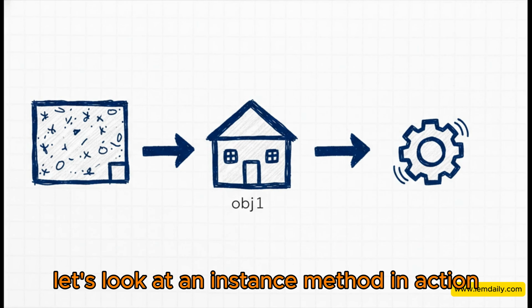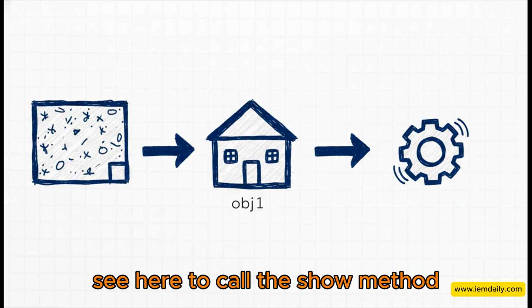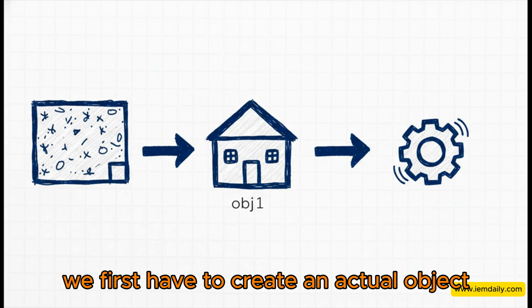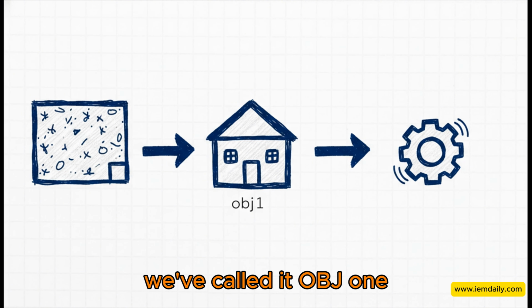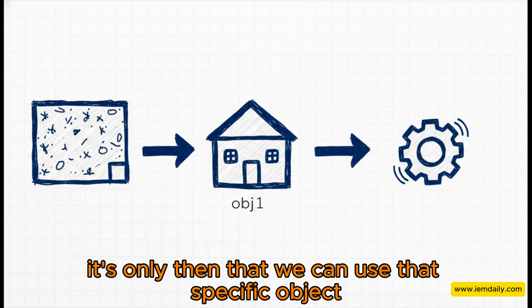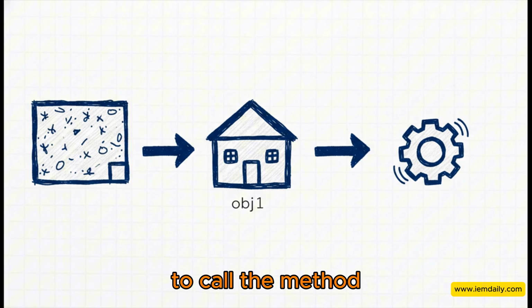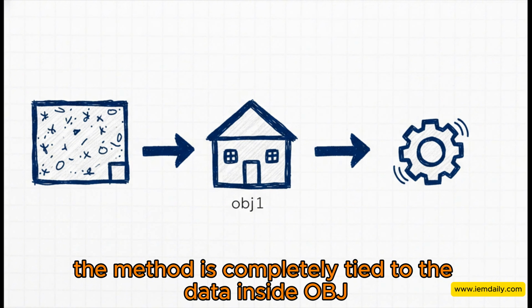Let's look at an instance method in action. See here, to call the show method, we first have to create an actual object. We've called it obj1. It's only then that we can use that specific object to call the method. The method is completely tied to the data inside obj1.